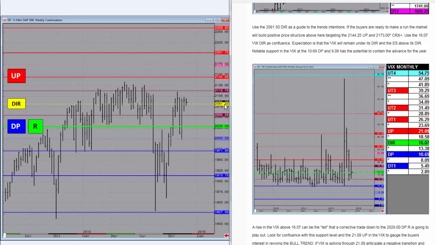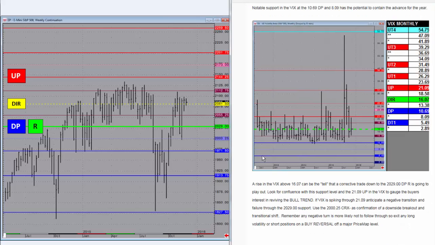So the expectation is that the VIX will remain under 1607, and the S&P will remain above its directional at 2081.5. And then we want to note that we do have some good support down at 1069 and 809 in the VIX. So if the market does start to rally, and we see some confluence with the VIX approaching its support levels and the market approaching resistance at the same time, we would anticipate a reaction.